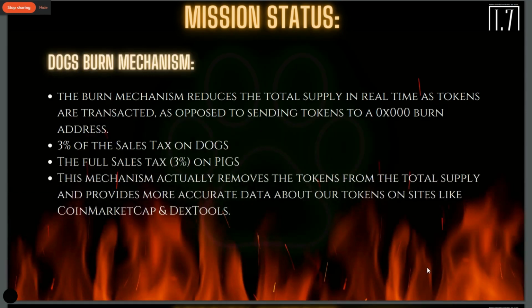Now, the dog's burning mechanism. The burn mechanism reduces the total supply in real time as tokens are transacted, as opposed to sending the tokens to a 0x000 burn address. This applies to 3% of the sales tax on dogs, and the full 3% sales tax on the pigs. The mechanism actually removes the token from the total supply. Let me say that again. This mechanism actually removes the tokens from the total supply and provides more accurate data about our tokens on sites like CoinMarketCap and DEXTools, because it actually removes them from the supply instead of just sending them to another wallet.